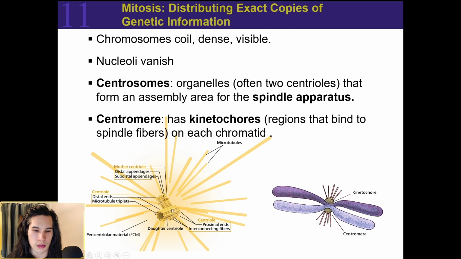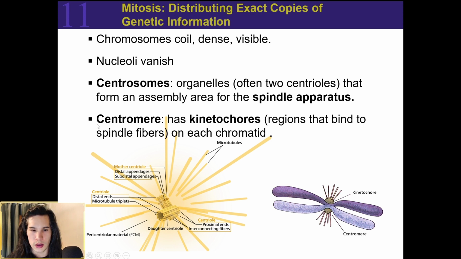So here, each big yellow guy is a centriole that assembles to form a spindle apparatus. That spindle apparatus is going to be composed of spindle fibers. Those spindle fibers, which are depicted as these yellow lines here, are going to be composed physically of microtubules.